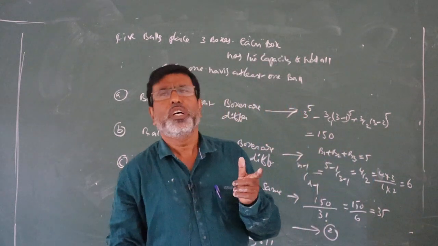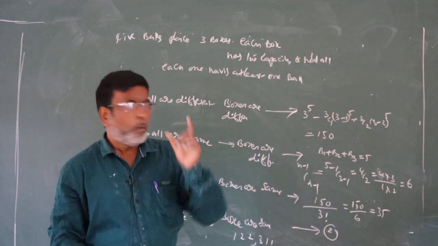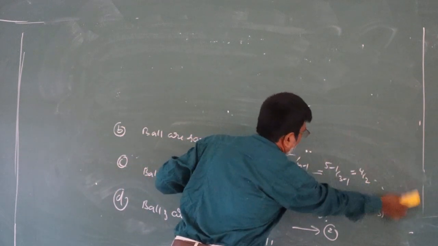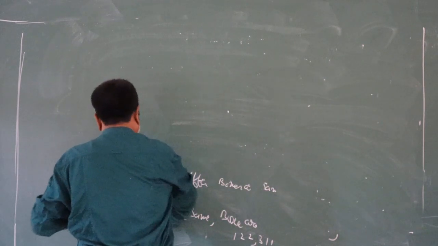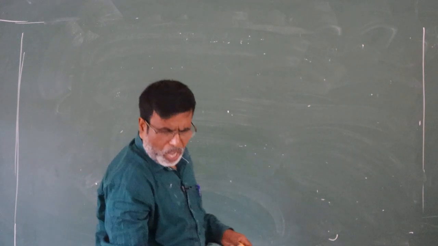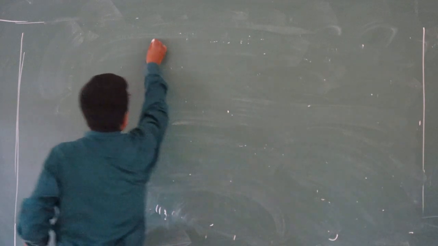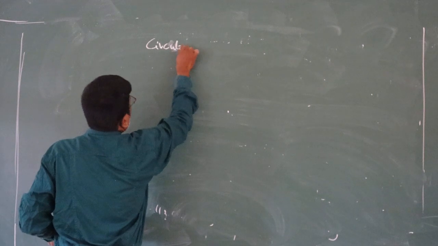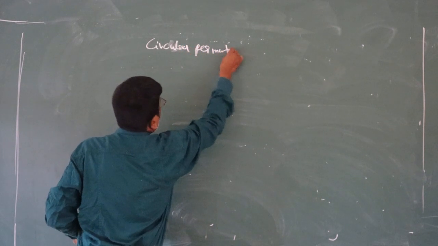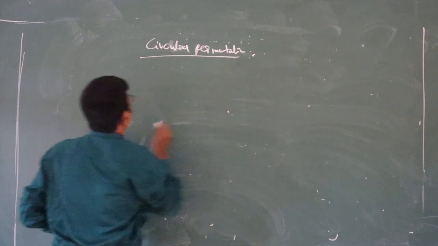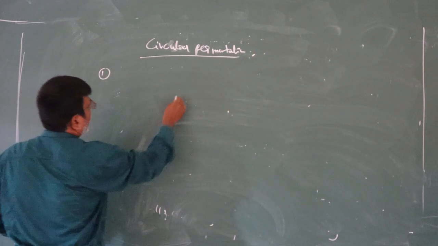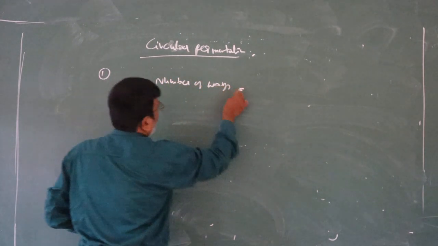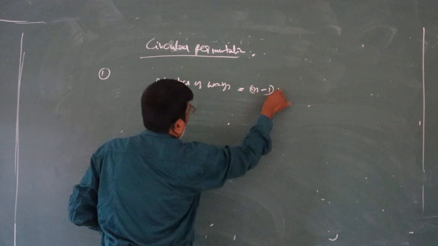So all of you know that. The last topic is circular permutations, which all of you know. In circular permutations, n things are arranged circularly. The number of ways is n minus 1 factorial.